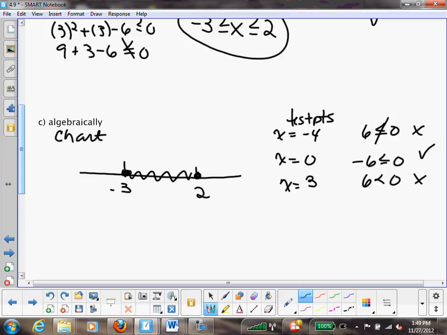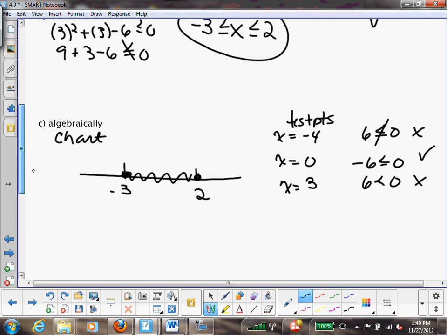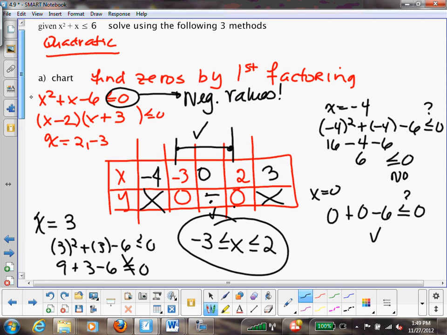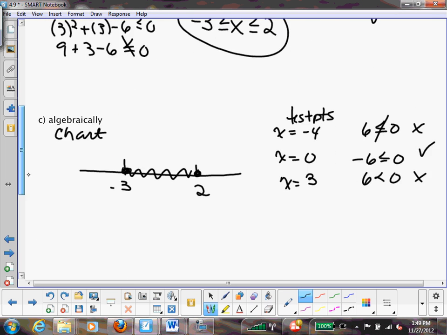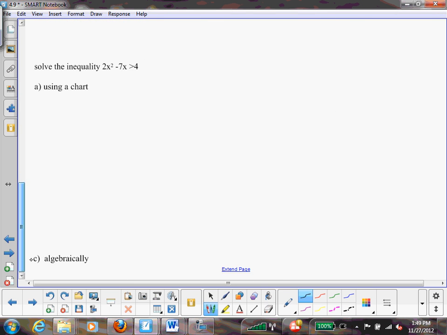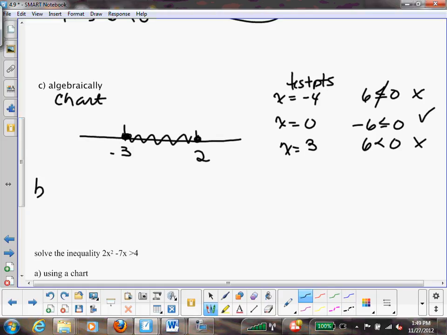They'll give you a few problems to do algebraically, a few problems to do using a chart, and then this last way is using a graph. All right, graphically. So we just put that little split over. Okay, so then this is graphically.